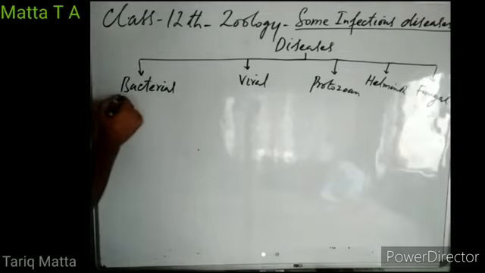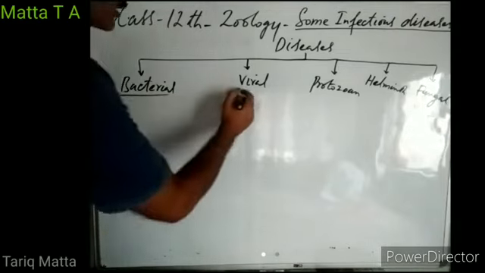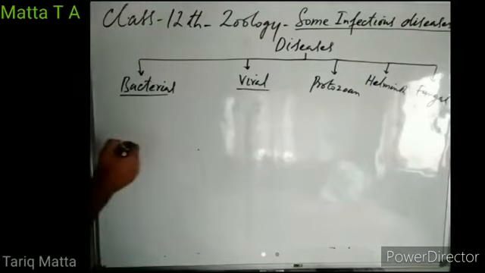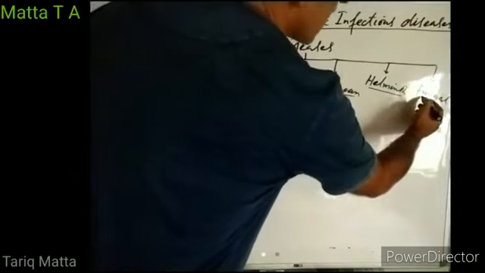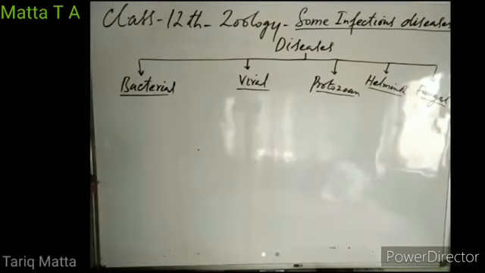So some diseases are caused by bacteria. They are known as bacterial disease. Some are caused by viruses. They are known as viral disease. Some are caused by protozoans. Some are caused by helminth parasites, and some are caused by fungi.